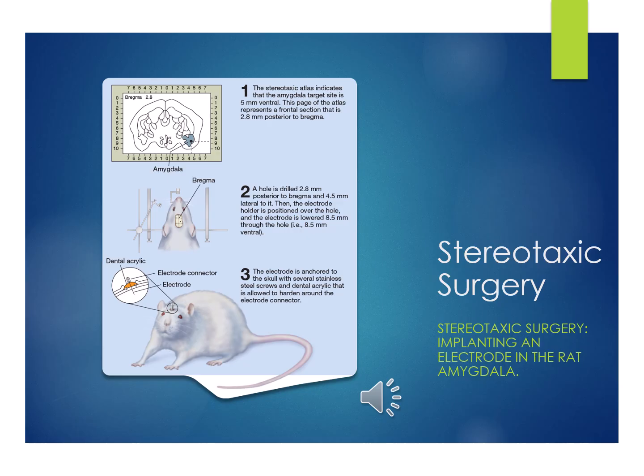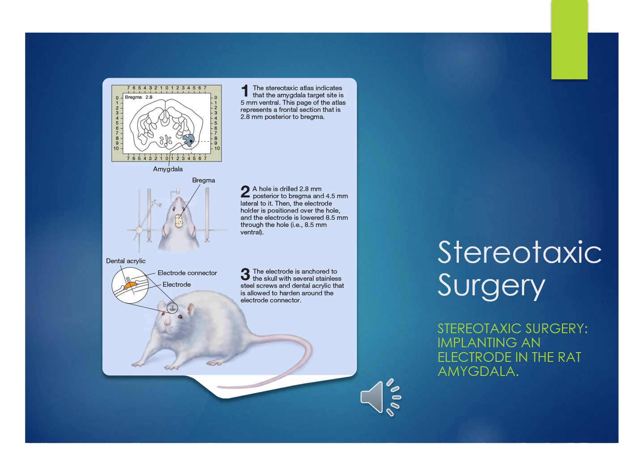A black dot on the amygdala corresponds to 4.5 on the scale at the bottom, and 8.5 on the scale to the right. Above the cross-sectional image is the label bregma 2.8. And so it states that the stereotaxic atlas indicates that the amygdala target site is 5 millimeters ventral. This page of the atlas represents a frontal section that is 2.8 millimeters posterior to the bregma.